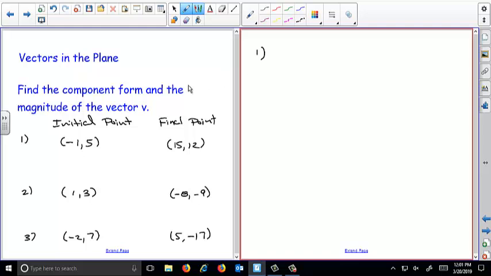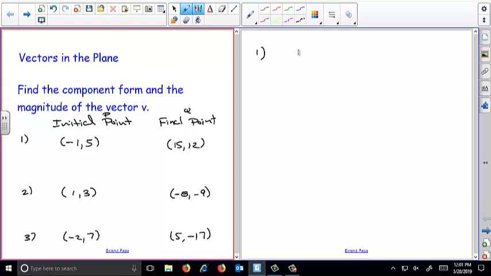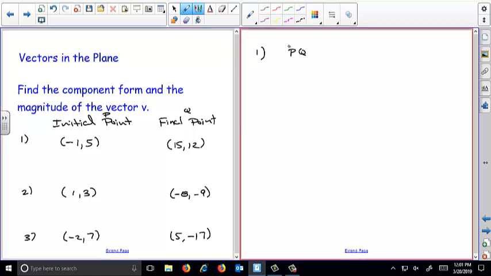So let's call this, the initial point is point P and the final point is point Q. So we have vector PQ. All you do is subtract the initial x coordinate from the final x coordinate, put a comma, and that gives you your x component. You take the y component of the final point and then subtract the y component of the first point.